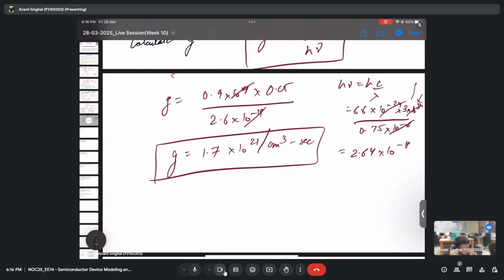So here don't get confused. Since the speed is in meter per second, that is why I have changed this in meter, because we want to calculate h nu, which is energy, and the only unit that is coming out of it is electron volt.